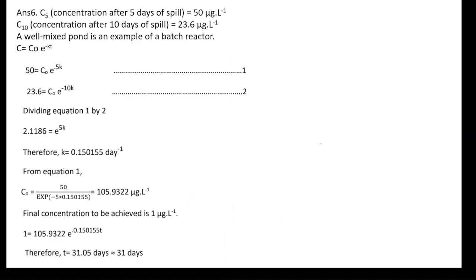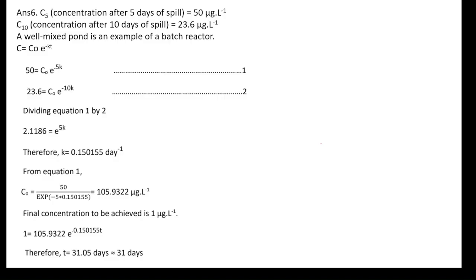Okay, we'll see the solution. So C5 is the concentration at 5 days, that is 50. C10 is after 10 days. A well-mixed pond is an example of a batch reactor. We are not considering any incoming and outgoing flow for now. So C is equal to C naught e raised to the power minus kt. For 5 days, 50 is equal to C naught e raised to the power minus 5k. And for the second, 23.6 is C naught e raised to the power minus 10k for 10 days.